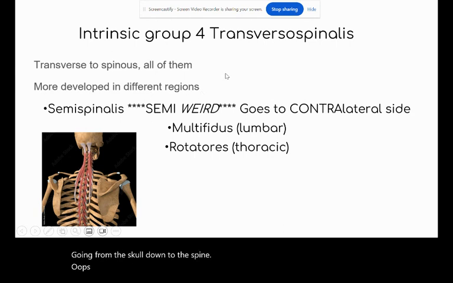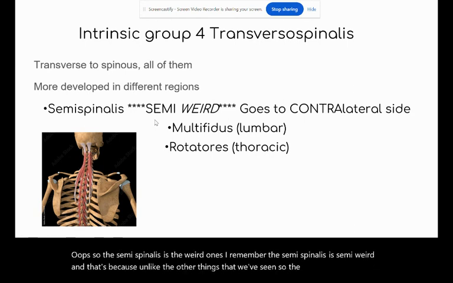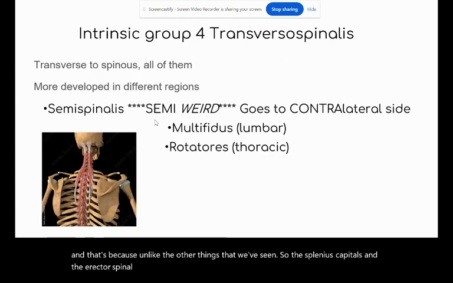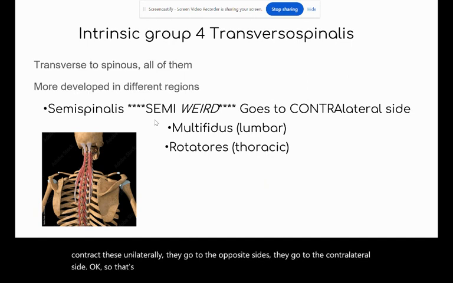So the semispinalis is the weird one. So I remember the semispinalis is semi-weird. And that's because unlike the other things that we've seen, the splenius capitis and the erector spinae muscles, this one doesn't contract to the same side, but when you contract these unilaterally, they go to the opposite side. So they go to the contralateral side. Okay, so that's the important thing to remember here.